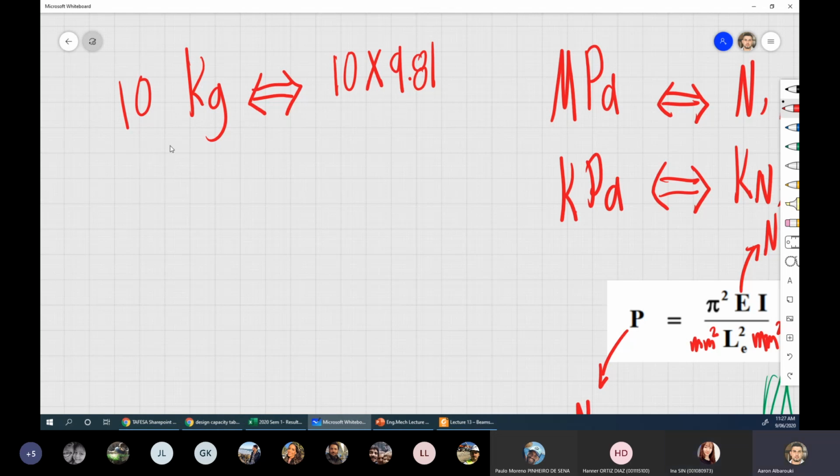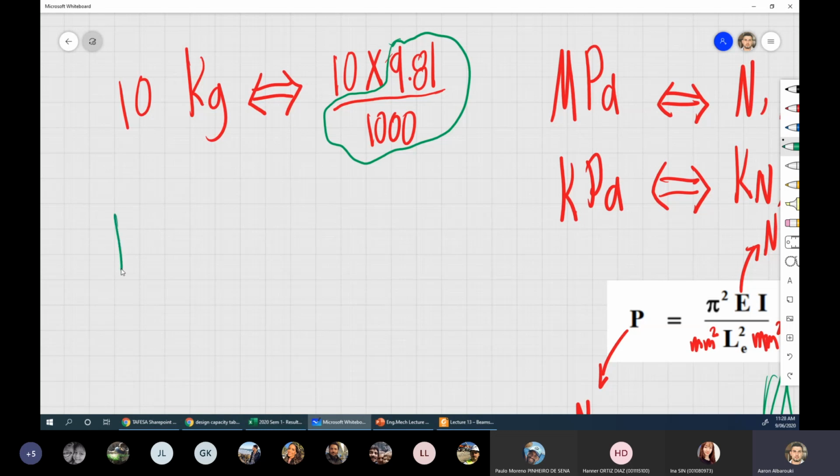So, to change kilograms to kilonewtons, first of all, kilograms to newtons: multiply by 9.81. But from newtons to kilonewtons, I have to divide by 1,000. Okay, that will change to newtons and then divide by 1,000. Or, look at this format here, it's always fixed. If I need to change kilograms to kilonewtons, what I can do, simply, is divide by a fixed number.